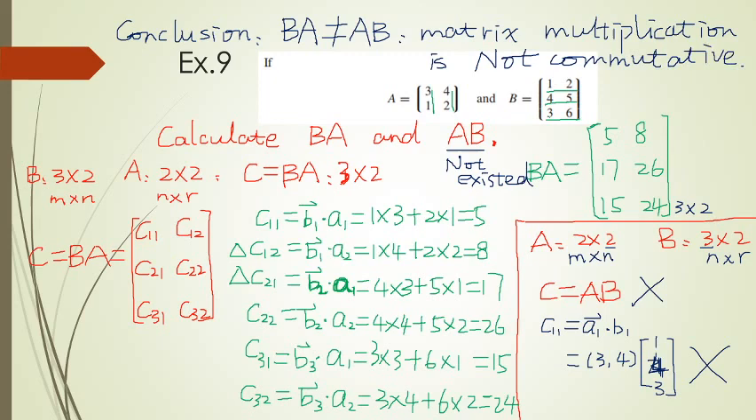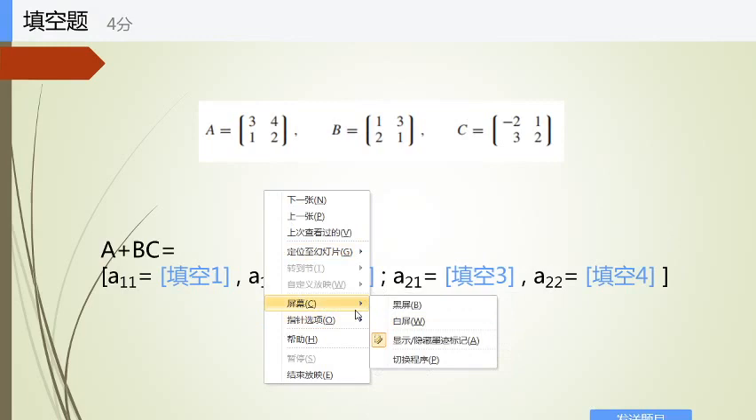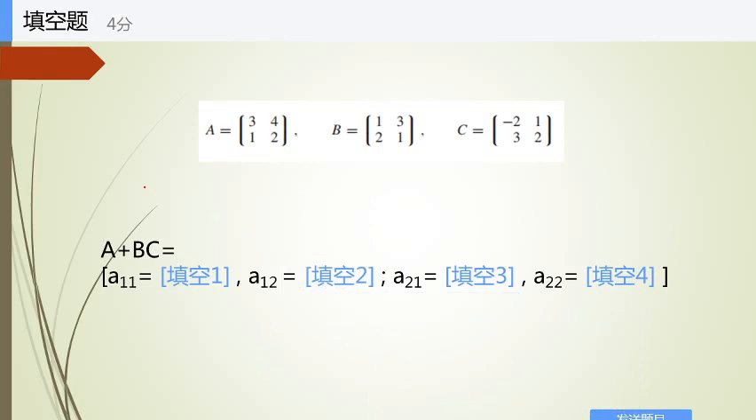So we have 10 minutes left, then we will do a quiz, okay? We will do simple calculations based on the matrix, okay? So here, let me explain. For this one, this is pretty easy because they are all 2 by 2, right? All three given matrices are 2 by 2. So we need to do this calculation, okay?